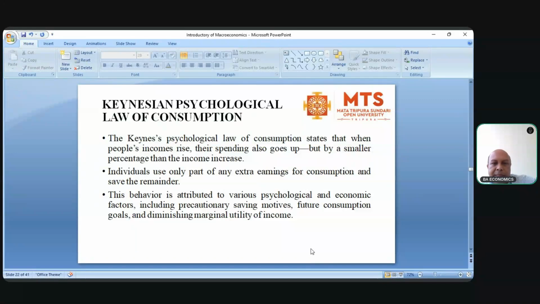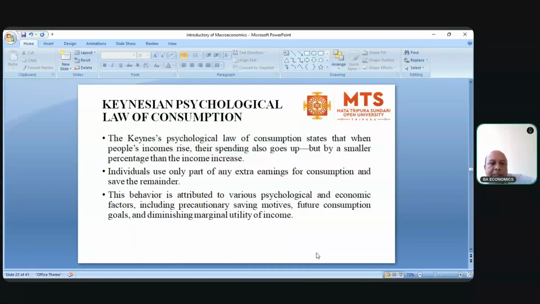So in a sentence, what does it say? It says that when people's income rises, their spending also goes up, but by a smaller percentage than the income increase. So when income increases, consumption also will increase, but not by the same percentage as the increase of income. Individuals use only part of any extra earning for consumption and save the rest. So whatever the increase of income, we can divide it into two parts. One portion they consume and another portion they save.